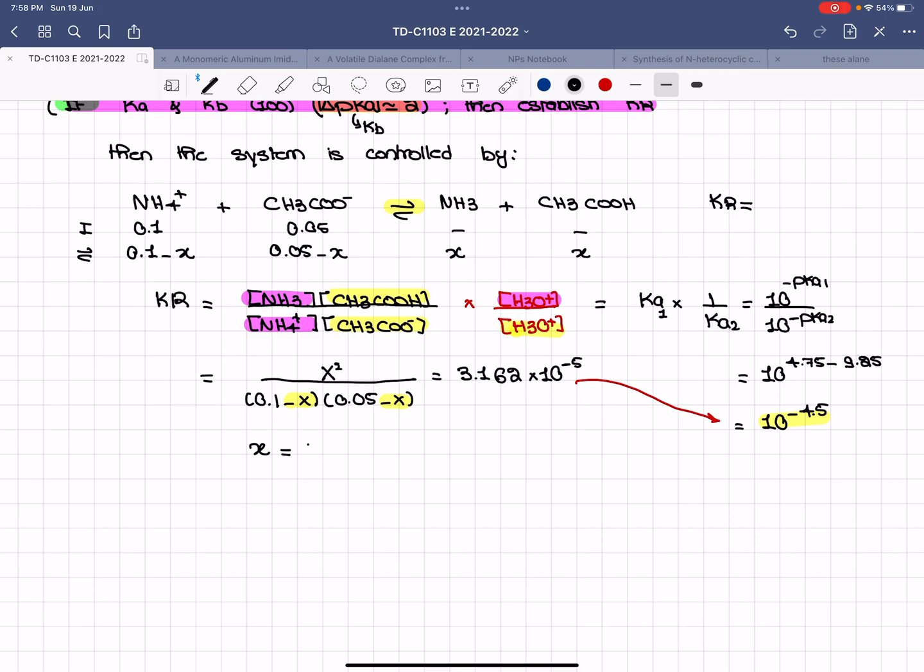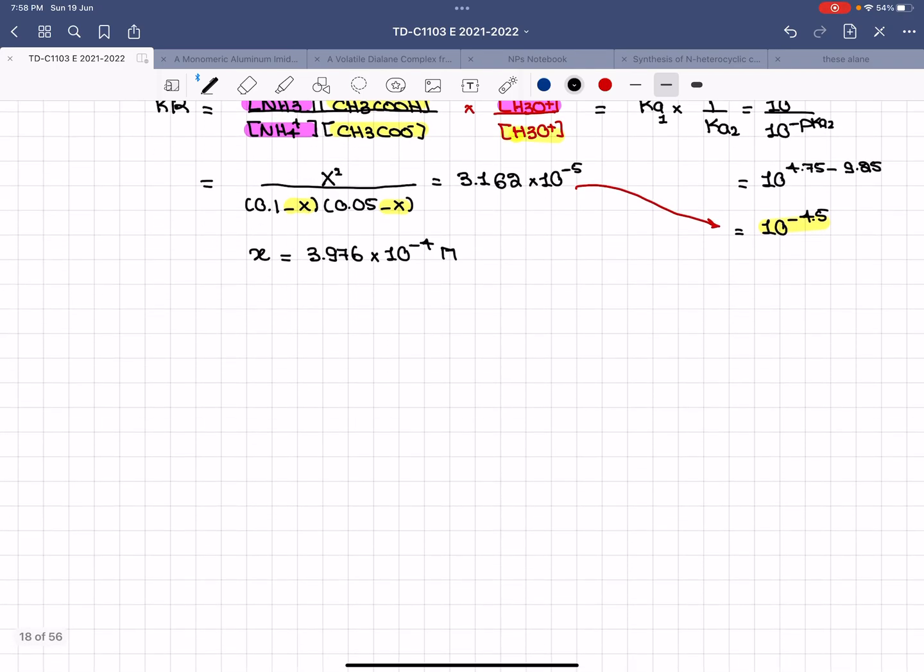X will be equal to 3. I think it's around 4. 3.976 times 10 to the negative 4 molar. Now, how can you find the pH? Use wherever you want. Use Henderson-Hasselbalch of either the first or the second.